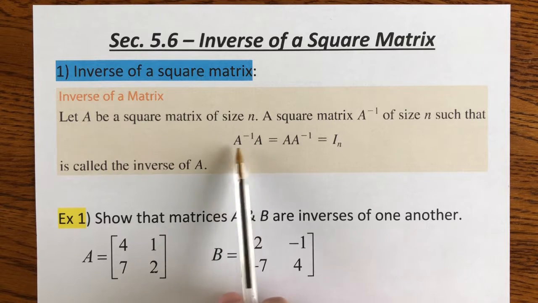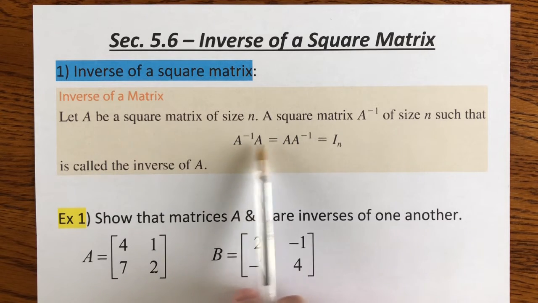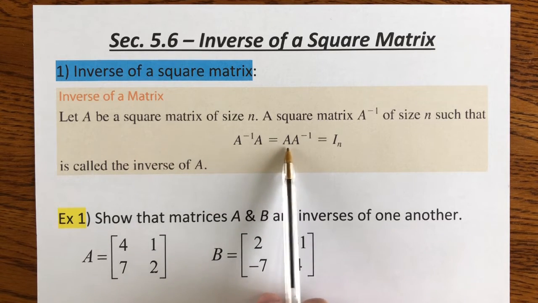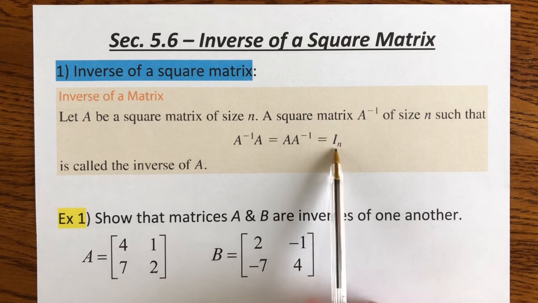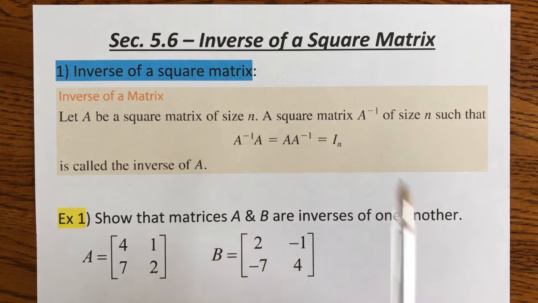If you multiply two matrices together, doesn't matter the order in which you do so, and end up with the identity matrix, which is that matrix that has a diagonal of ones from the upper left-hand corner to the lower right-hand corner and zeros everywhere else, then you have two matrices that are inverses of one another.